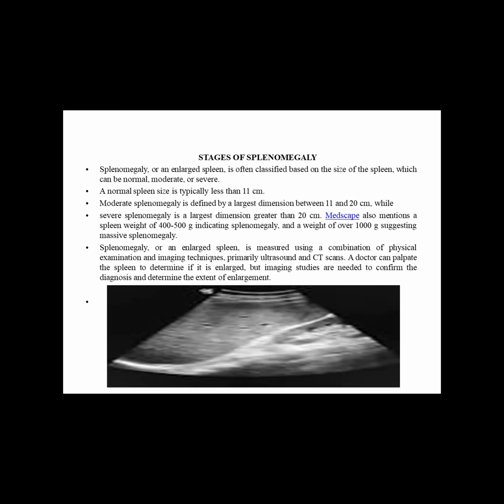Then we have what we refer to as severe splenomegaly, where the length of the spleen is greater than 20 centimeters. By the time they do a weight check at this stage, we might be looking at 400 to 500 grams in weight of the spleen of that patient. And it's really, really bad. We've seen cases where even the weight goes as high as 1,000 grams. So in this case, we are looking at massive splenomegaly.